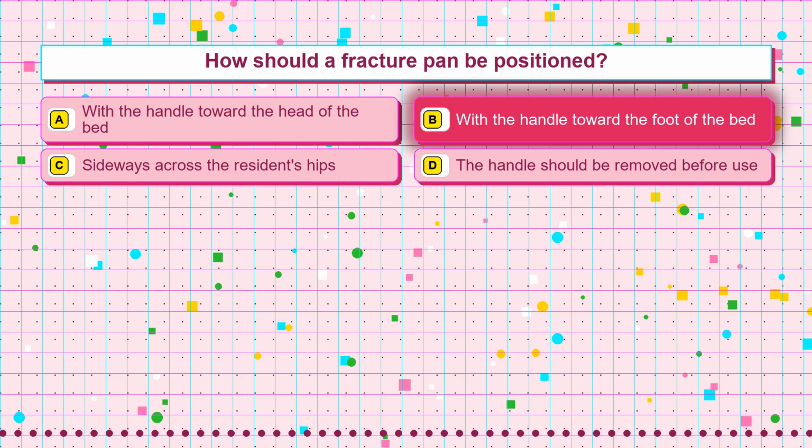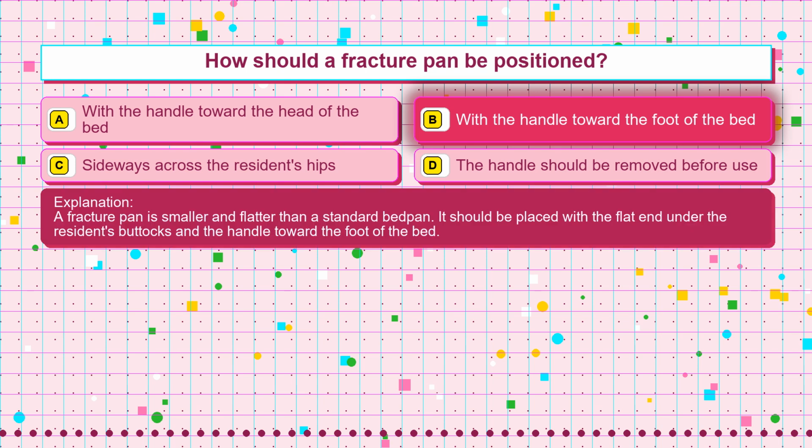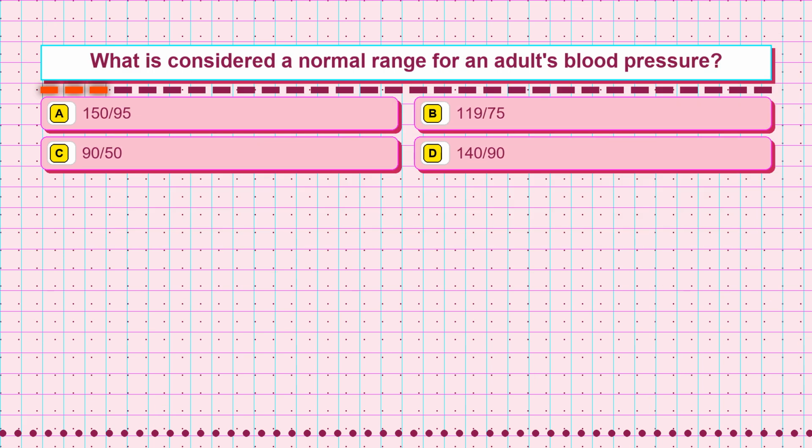The correct answer is option B, with the handle toward the foot of the bed. A fracture pan is smaller and flatter than a standard bedpan. It should be placed with the flat end under the resident's buttocks and the handle toward the foot of the bed. Question 56. What is considered a normal range for an adult's blood pressure?